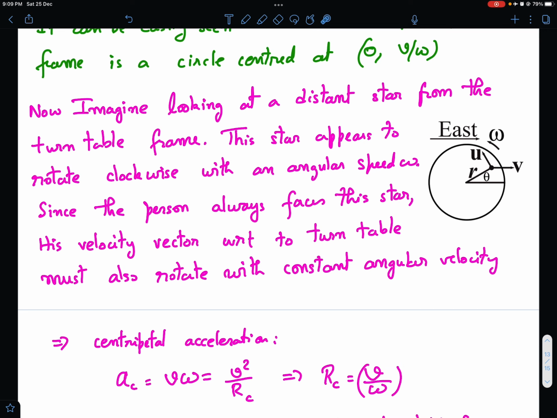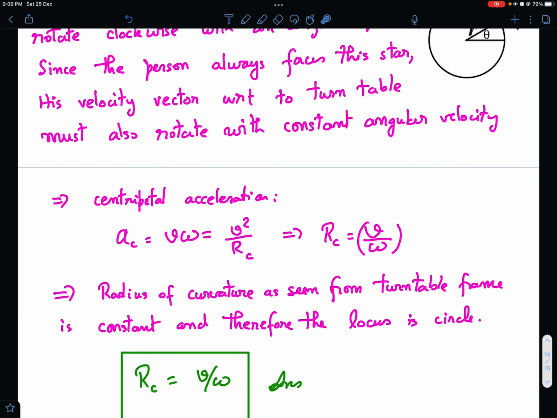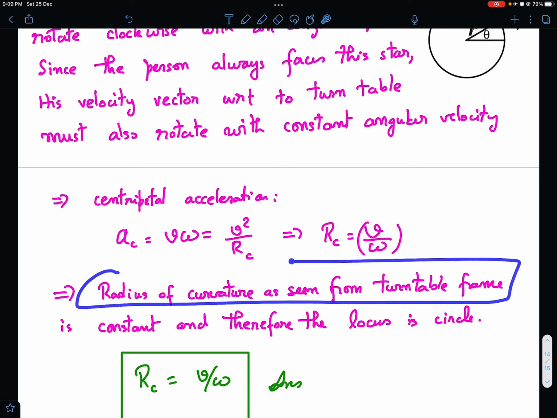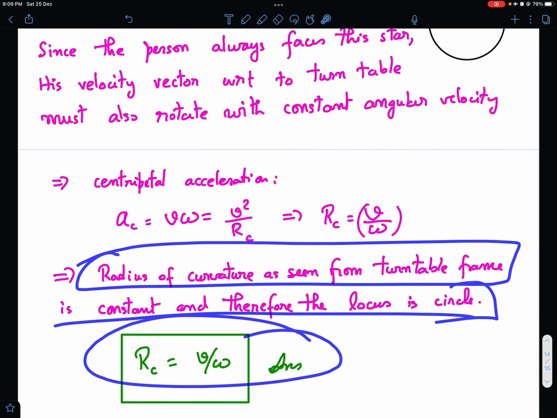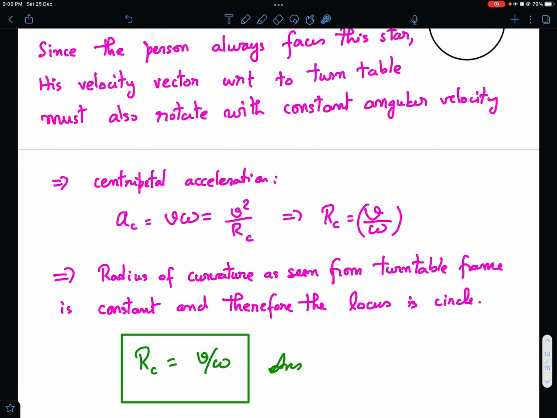And for this radius of curvature, v is constant, omega is constant, that means the particle is going in a path of constant radius of curvature, and that is a circle. So the radius of curvature as seen from the turntable frame is constant, and therefore the locus is a circle, and this is the radius of curvature. So this was my analysis of the problem.